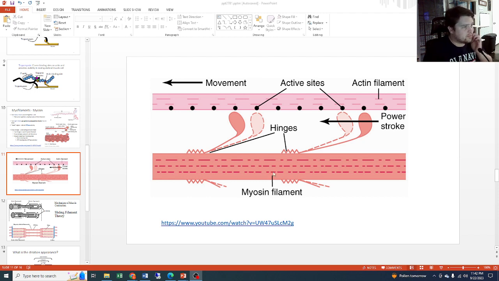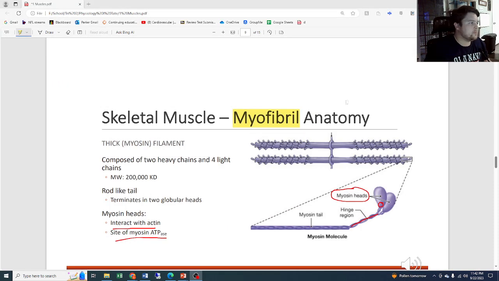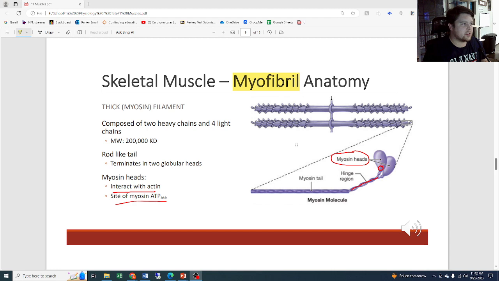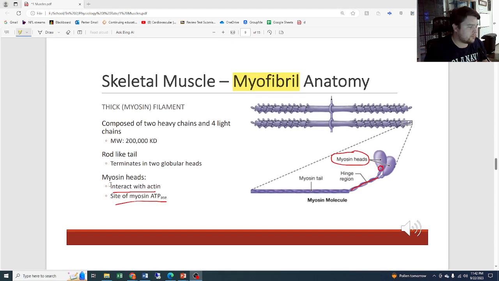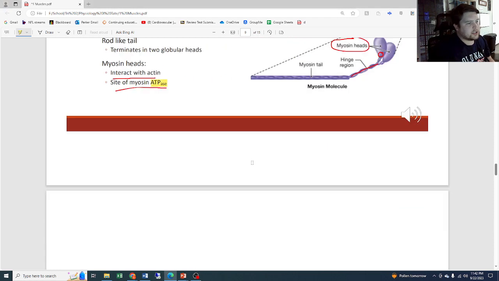So the myosin is going to bind onto the actin, okay? And exactly how that happens, we'll get all into that. So going back to this, we have the two heavy chains and four light chains, two light chains per myosin head. That rod-like tail. The myosin heads interact with the actin, and that has the myosin ATPase. Remember, the myosin head is where ATP binds, and it breaks it down to use its energy.